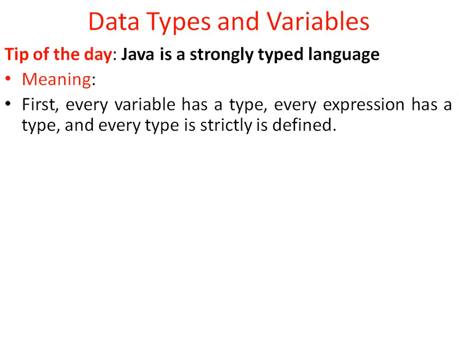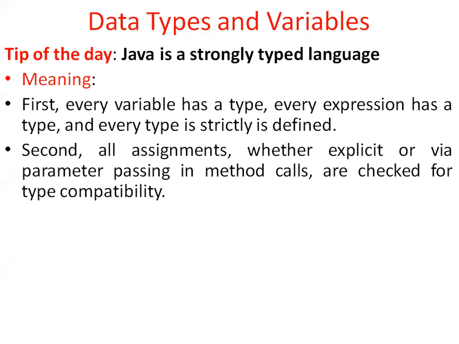Without giving the data type of the variable, we cannot use that variable. Okay, so that is called strongly typed. We must define a data type for the variable when we declare the variable. And even when you write an expression and evaluate that expression, finally it results in some data type value. So this way, Java strictly defines a type for every variable and every expression.